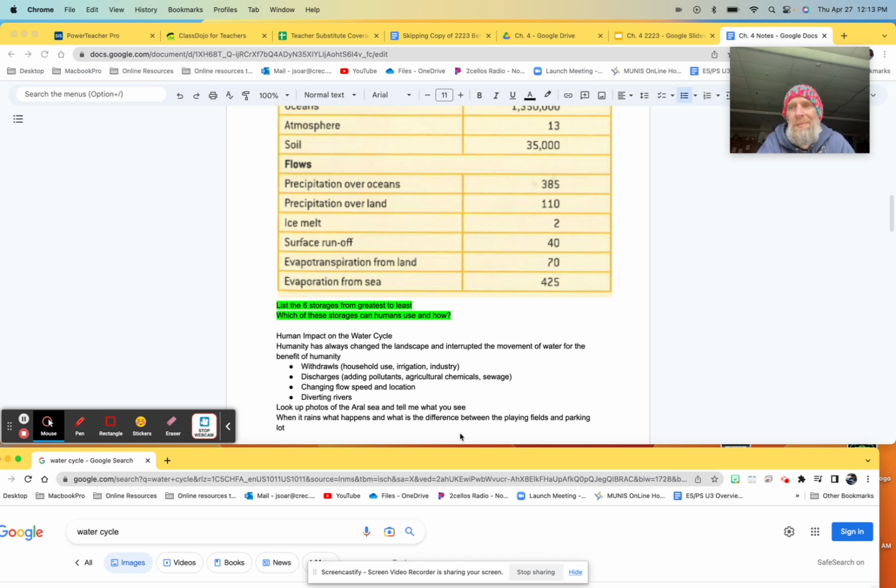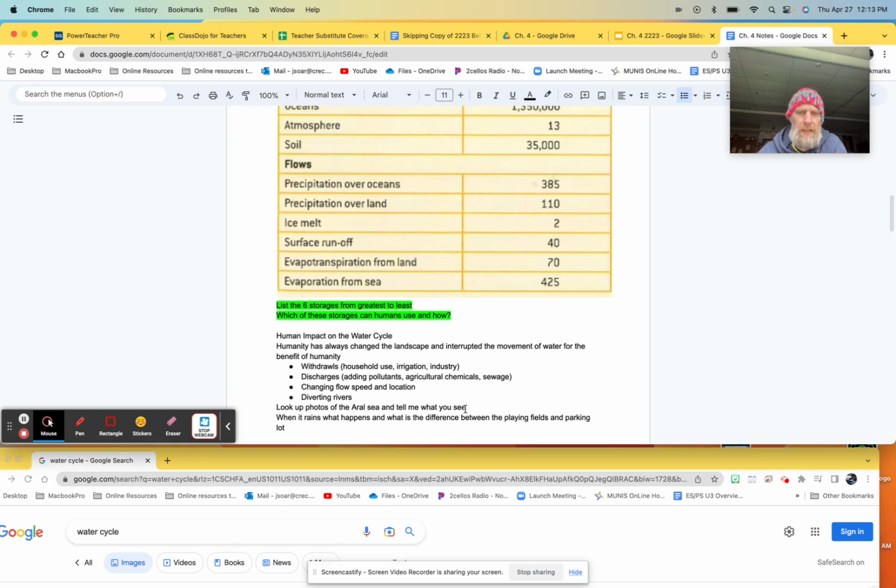Changing flow, speed, and location. We do this with dams quite a bit for floods to control it, also to conserve water and form those reservoirs. Diverting rivers, we do this quite a bit for different reasons. We bring water from one location where we have a surplus over to where we have more desire or need for it.